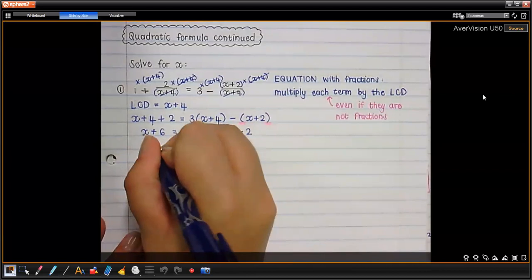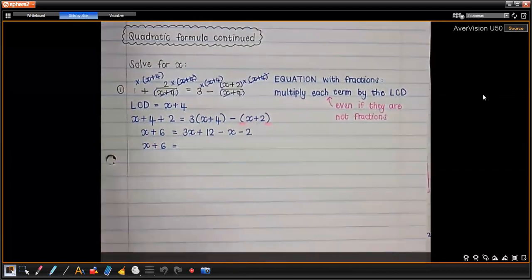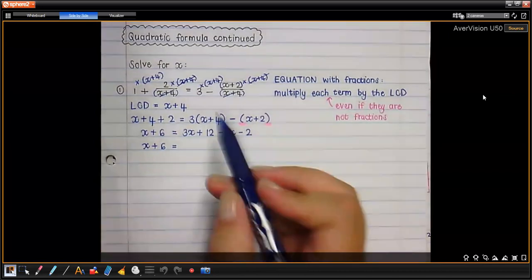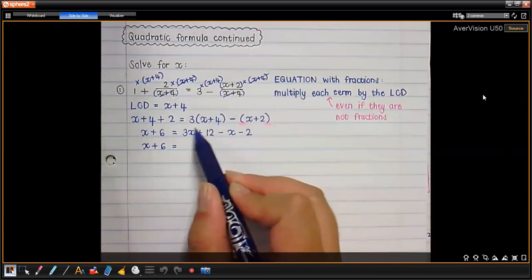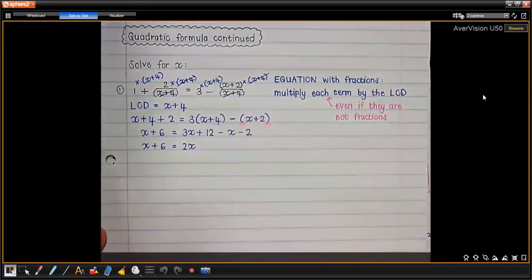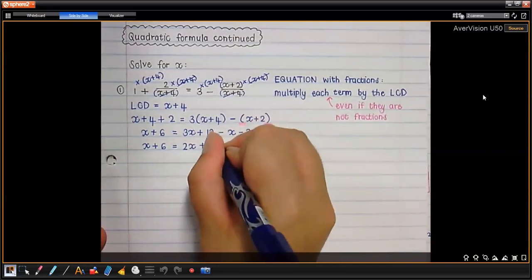Okay, now you can do this in whichever way you want. I normally prefer, if I have like terms on one side, to simplify that side before I start moving things across, but you can move stuff around from the beginning. So I'm just going to simplify this side here. 3x minus x is 2x, right? And then we have 12 minus 2, which is 10.